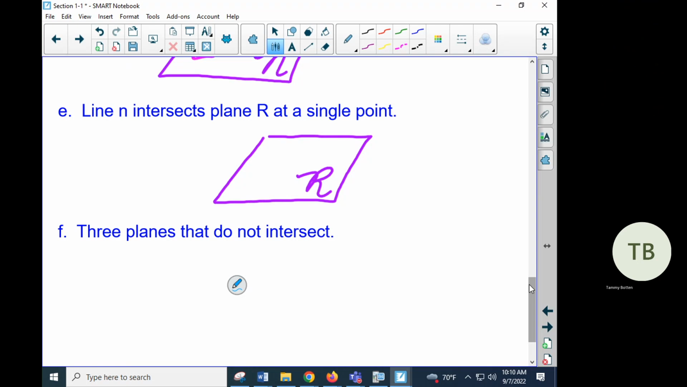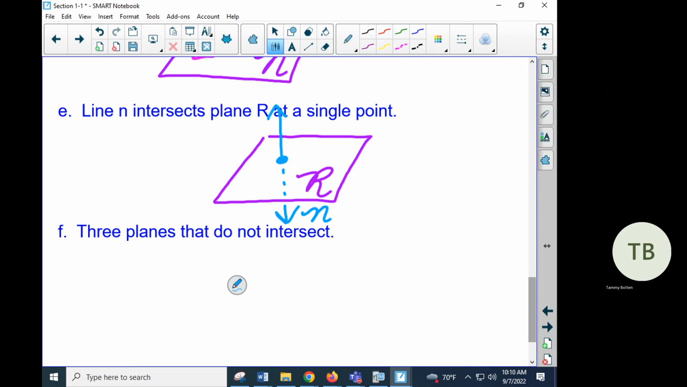So would that line go through the plane or would it lie on the plane? It would go through. So I would draw a line, I'd emphasize where it hits, I'd do dashed lines and show it coming out the bottom. Okay, so that's line N. Somewhere on that line, I can do that little cursive and I can do it up here or down there. It intersects plane R at a single point.